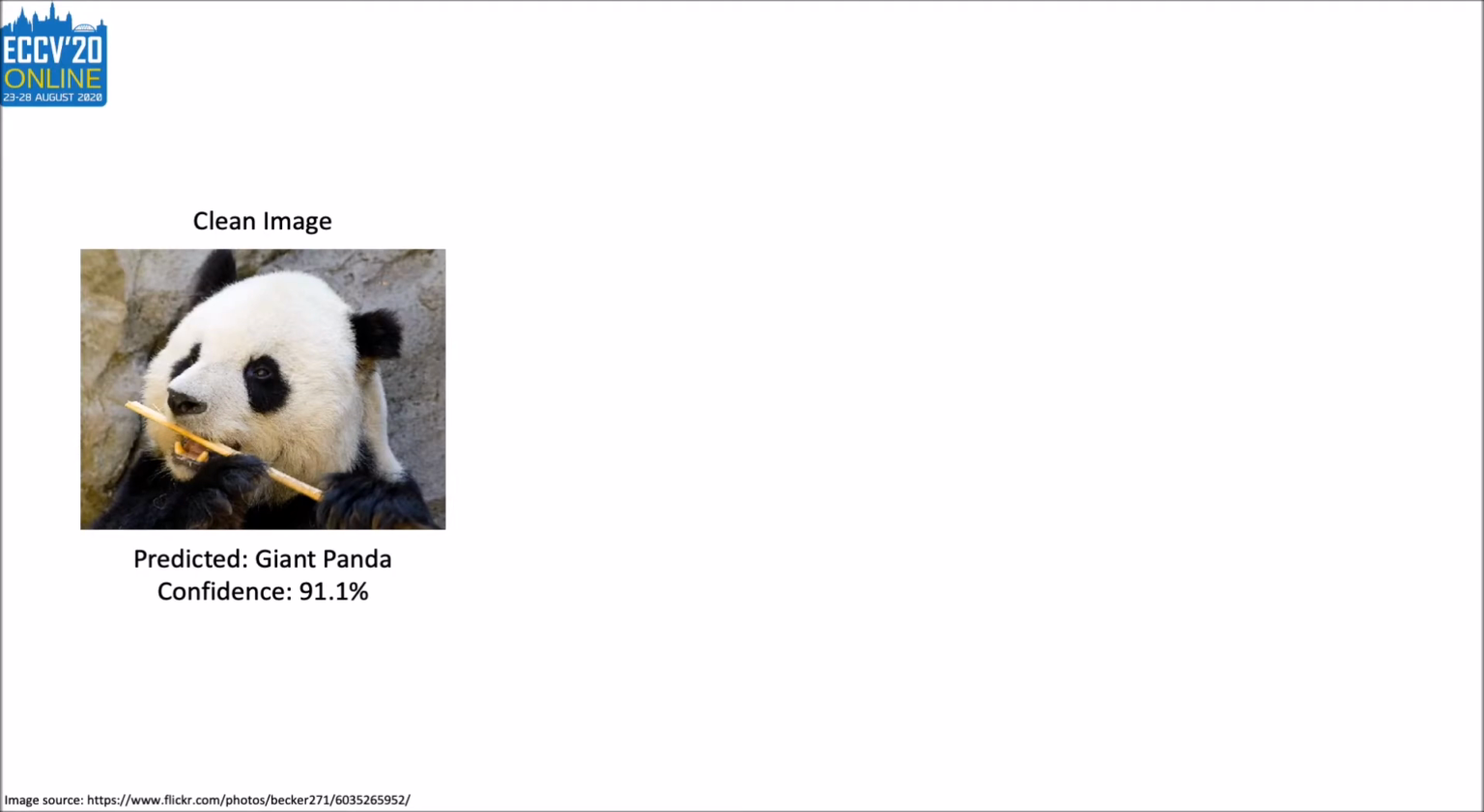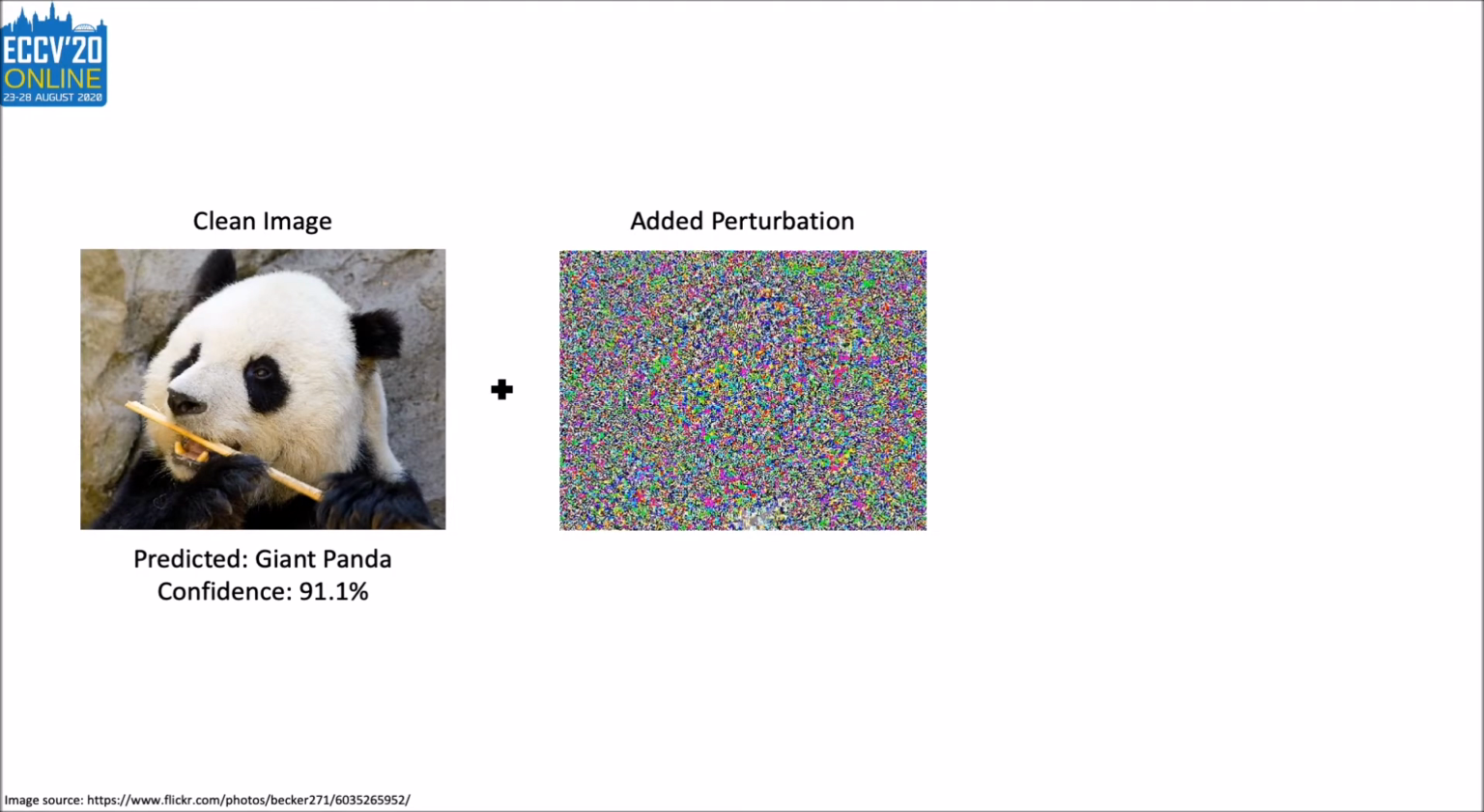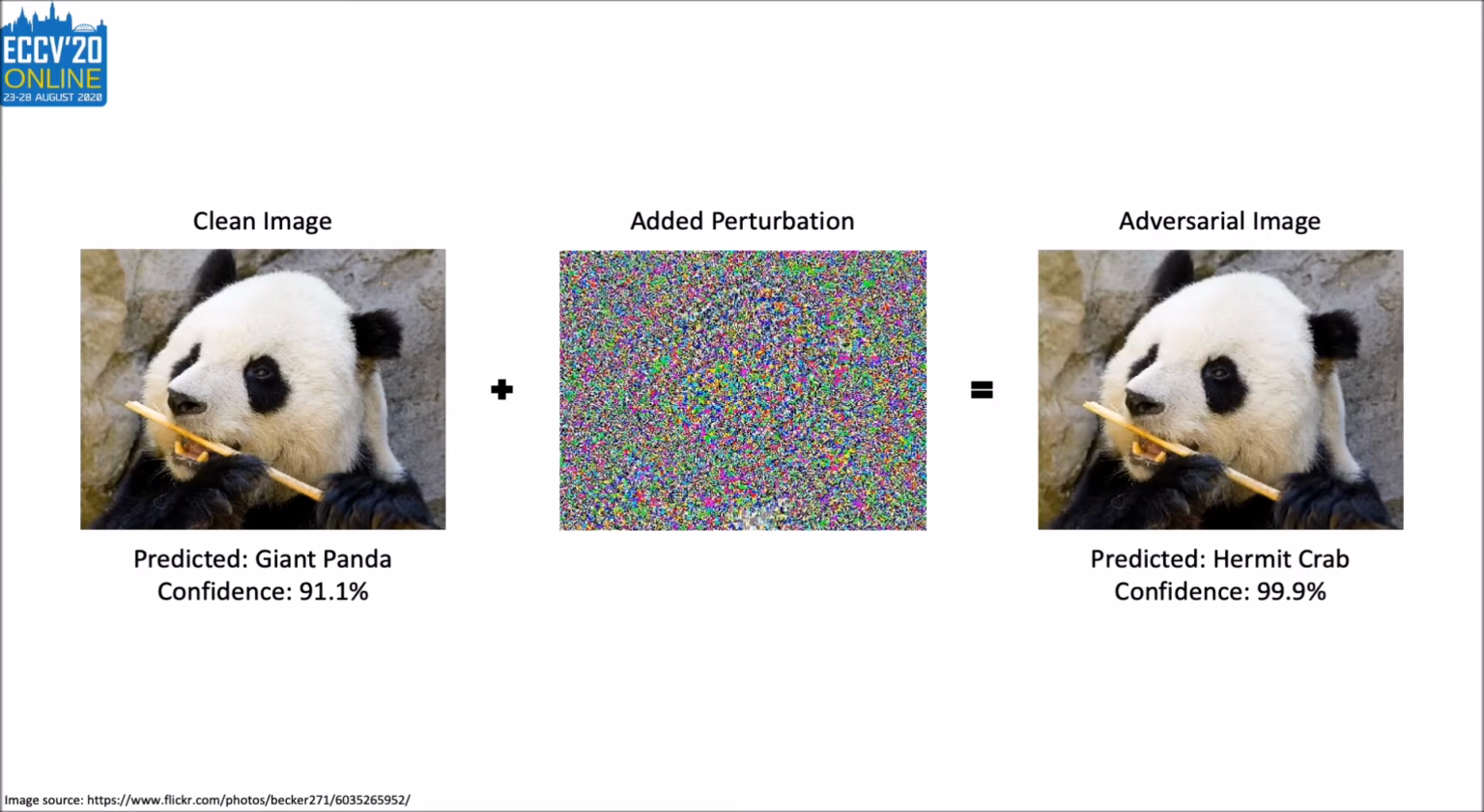Convolutional neural networks are known to be vulnerable to adversarial examples. We start with an image of a giant panda. After adding a small, carefully crafted perturbation, we get an adversarial image of a giant panda misclassified as a hermit crab. This is an example of a possible threat to many real-world applications.